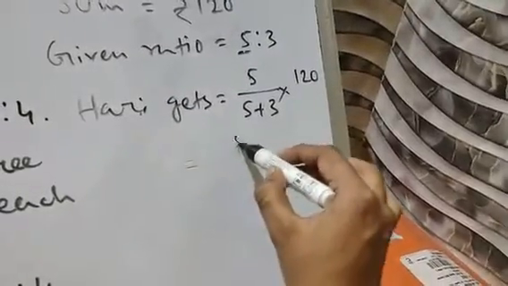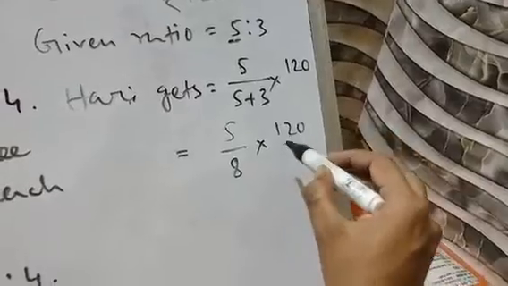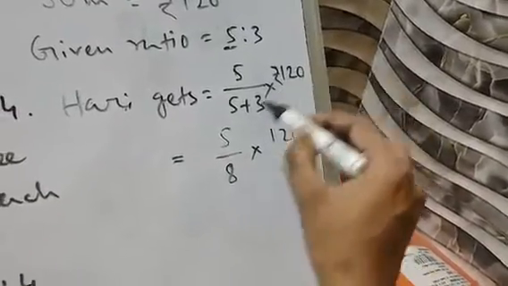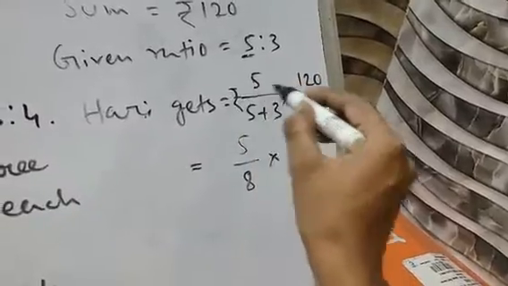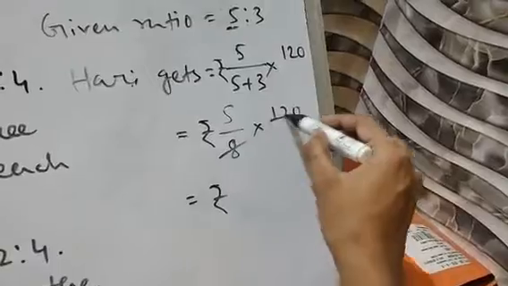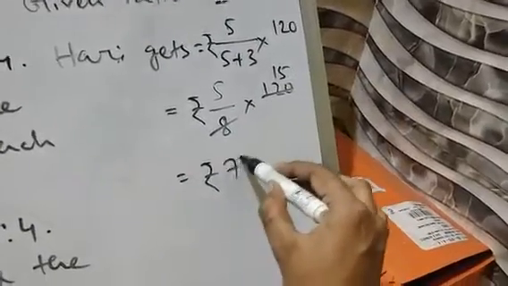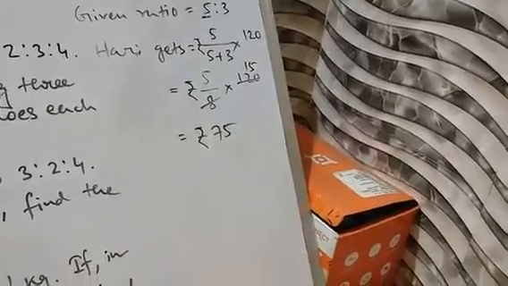Now calculate 5 by 8 into 120 rupees. Reduce by 15, so he will get 75 rupees. Clear? Hari receives 75 rupees.